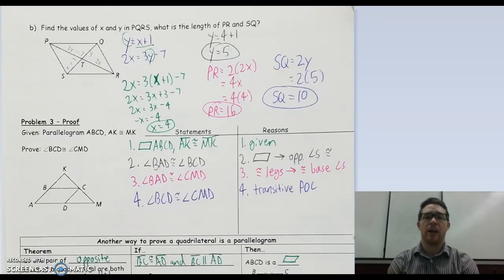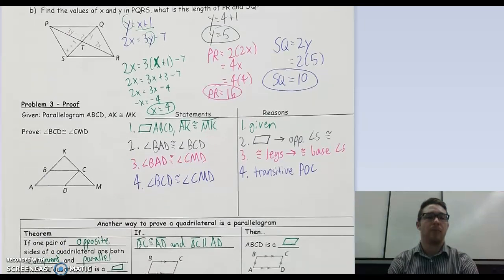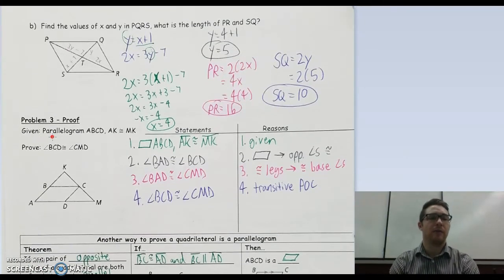So we're working on a proof for the next one using some of those new properties. And in this we're given two things. The fact that we have a parallelogram, ABCD, and we also know AK and MK, those two segments would be the same. So we want to make sure we list the given first. Again, we can use that parallelogram symbol to refer to that first given.